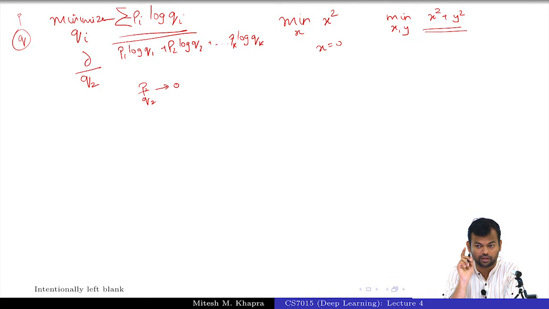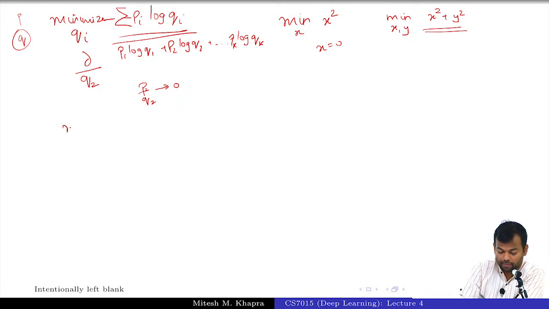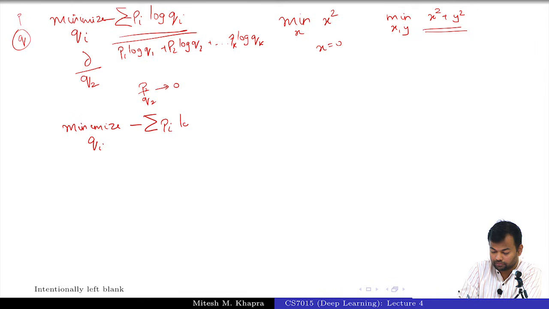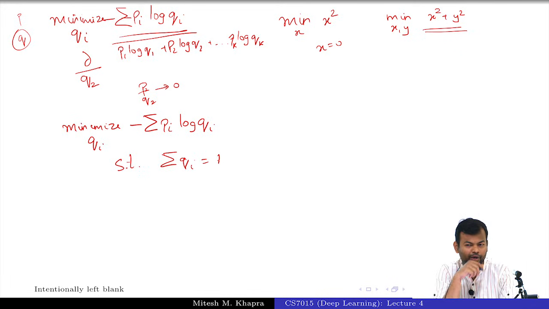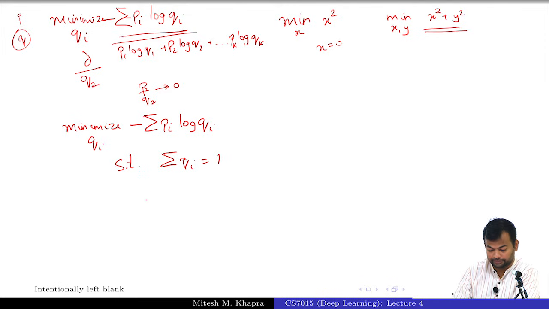What's the constraint? My true optimization problem is to minimize with respect to the Qi's such that the summation of Qi is equal to 1. Do you know an easy way of dealing with these problems? How many of you know the Lagrangian multiplier? Okay, how will I use it here? What will my objective function become?